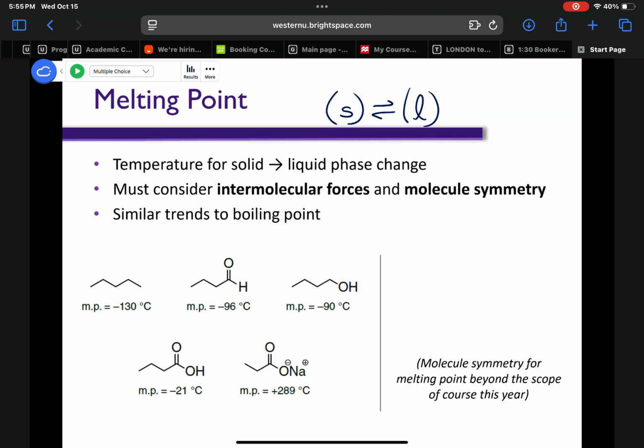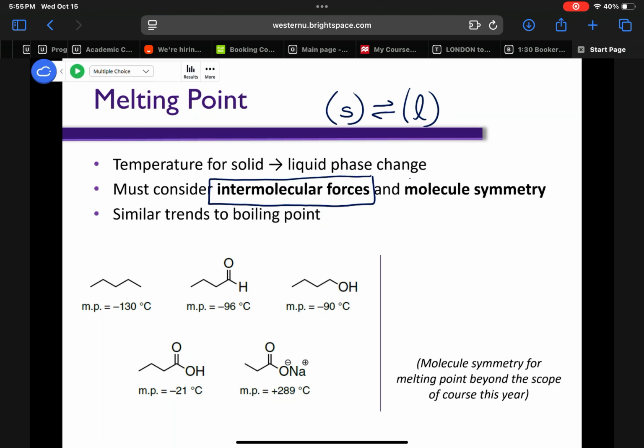We have to input enough energy to break up this solid crystal lattice so that the molecules can start moving and passing over one another like a liquid. How do we figure that out? Well, same principle. We're looking at intermolecular forces, which means we want to look at the type of intermolecular forces and the surface area for attraction.